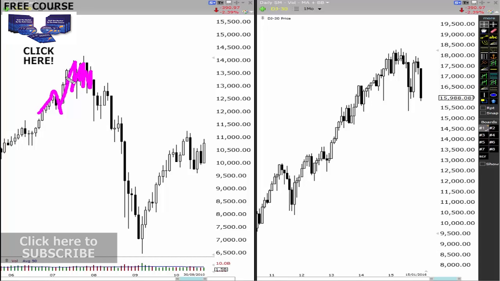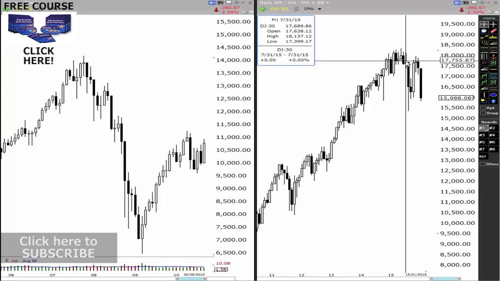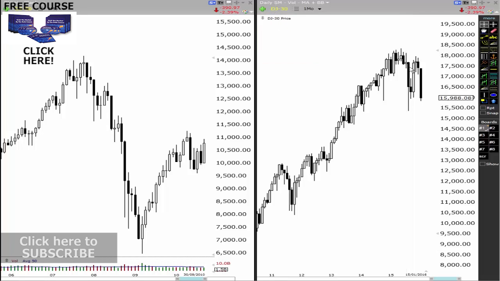Now this is a monthly chart. 1, 2, 3, 4, 5, 6, 7, 8. So 8 months we went sideways. 8 months sideways. Do you see that? I just noticed that just then. Oh my goodness, that's pretty cool.